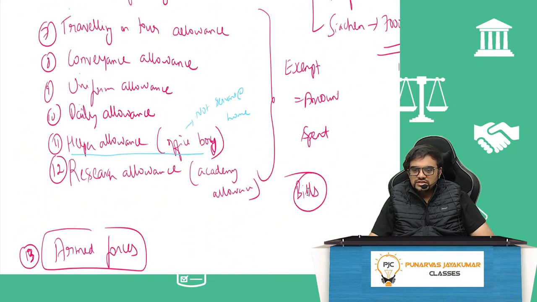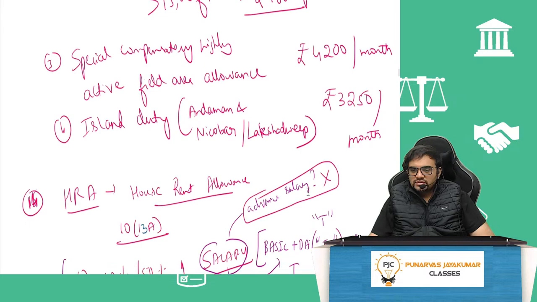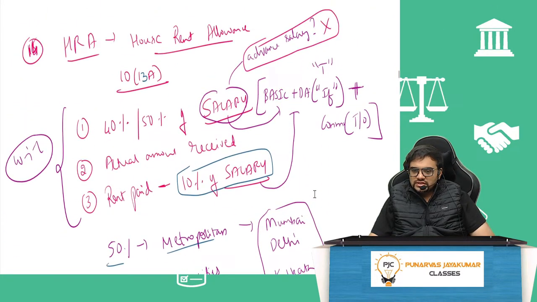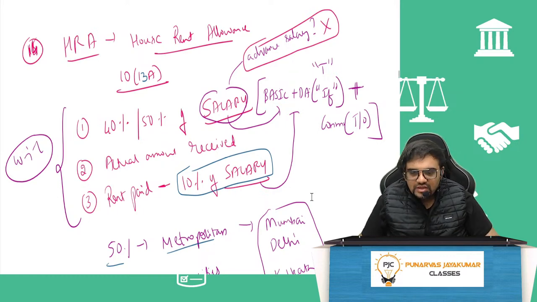These are the allowances which are exempt to this extent. Next comes house rent allowance, HRA, that is under 10(13A). Is it partly exempt or fully exempt? Partly exempt. How much? This you have to remember because they keep asking about HRA.